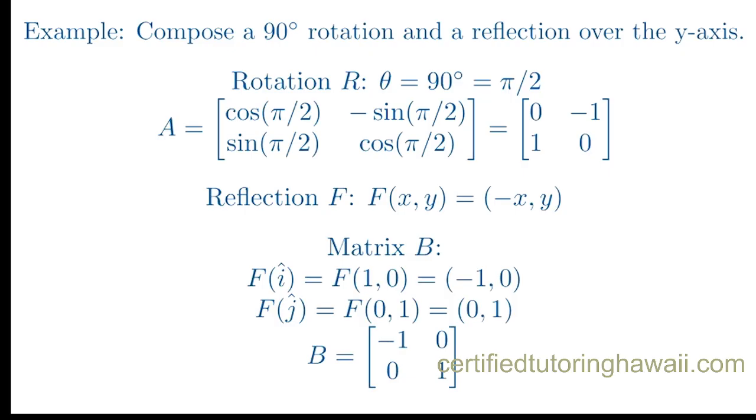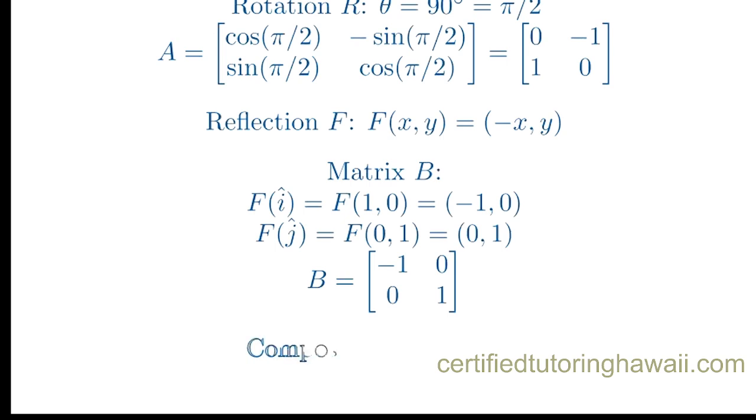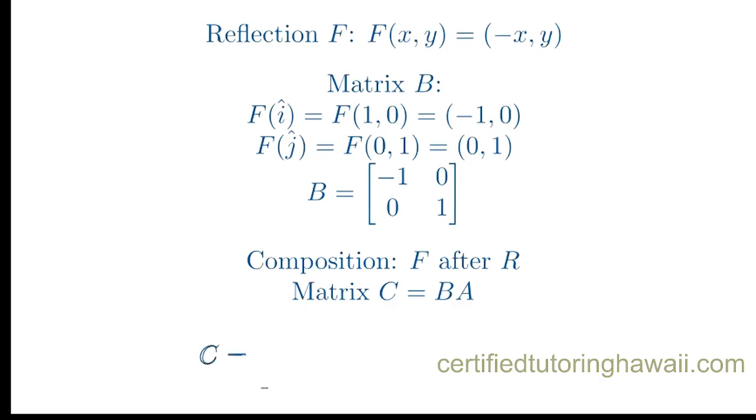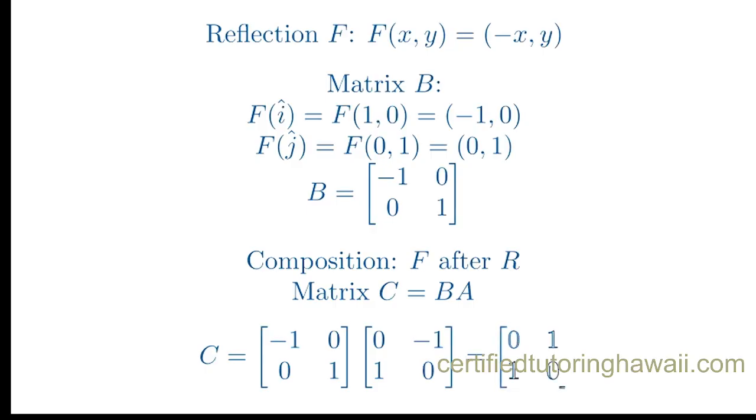Now, let's say we want to apply the rotation first, and then the reflection. The composition is F after R. The matrix for this composition is B times A. We multiply the matrices. First row times first column is 0, first row times second column is 1, second row times first column is 1, second row times second column is 0. So, C is [0, 1; 1, 0].